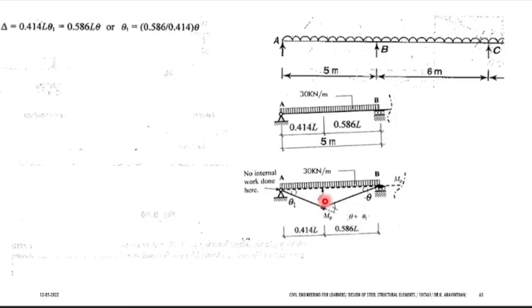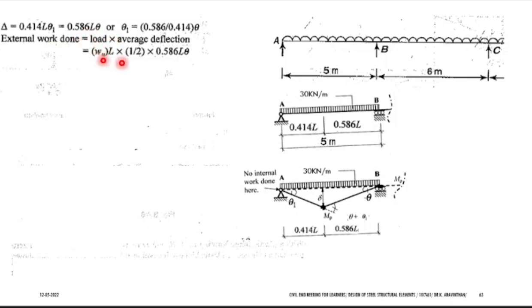Height is delta. Either you can write delta in terms of 0.414 L theta 1, or you can write 0.586 L theta. Okay, now this is your formula. How to find external work done? Load into area.